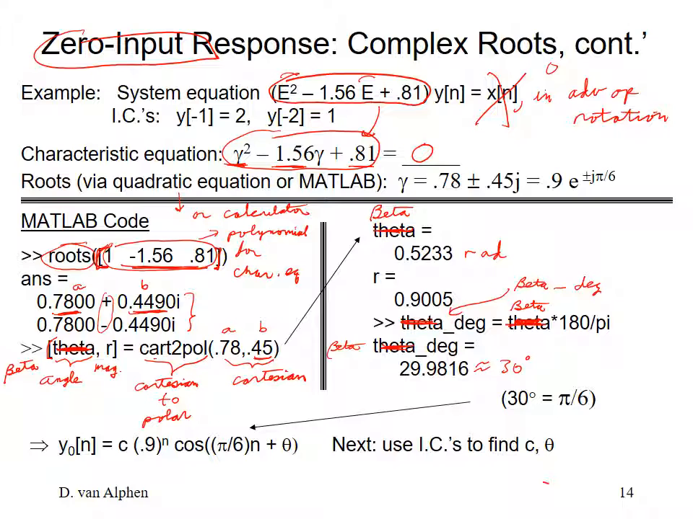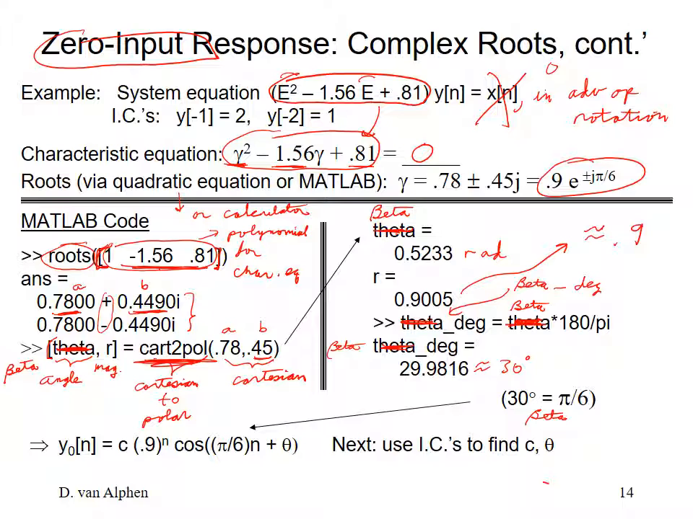So again, I asked MATLAB for the roots of the quadratic equation. I changed them to polar form with cart to pole. Then I changed the angular part of the answer to degrees, so here's my beta in degrees. And notice it gives me that r is about 0.9. So again, I rounded that to roughly 0.9. So now you see where I'm getting this answer, 0.9 e to the j pi over 6, where the beta answer here is pi over 6 in radians or 30 in degrees. So now this is what our answer looks like.